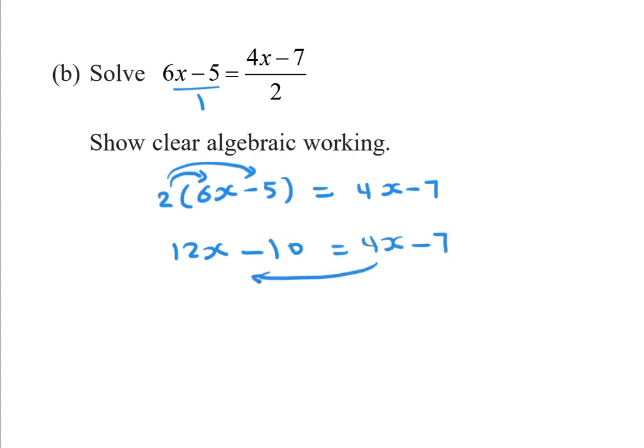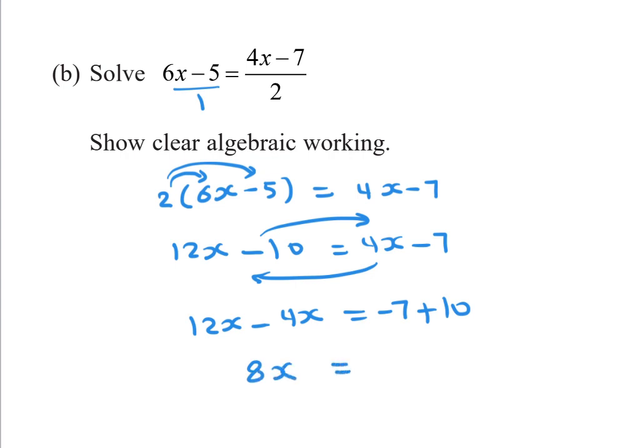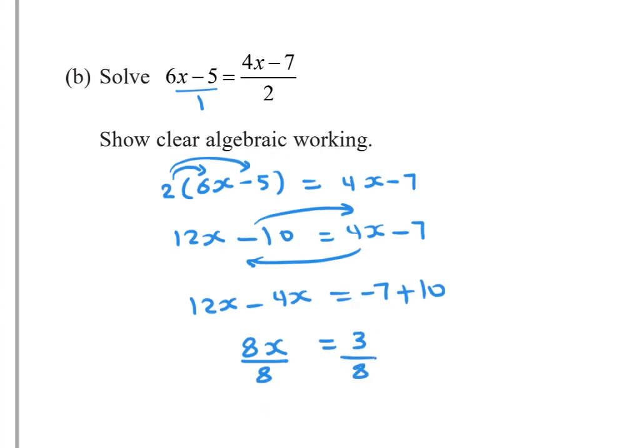Transpose 4x to the left hand side and negative 10 to the right hand side. So 12x minus 4x equals negative 7 plus 10. So 8x equals 3, divide by 8, divide by 8. So x equals 3 over 8.